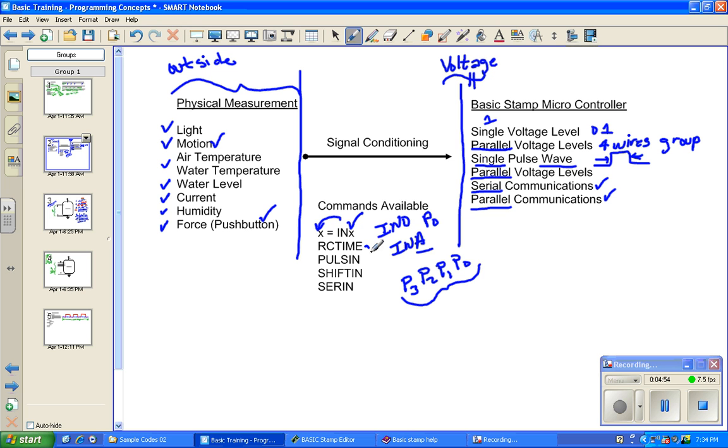RCTIME is useful for component circuits where you have either a variable resistor or a variable capacitor. If you have any one of these types of sensors, then you can use the RCTIME command to measure the value, and you can change this into a varying time, and that varying time could represent the different states of that sensor.